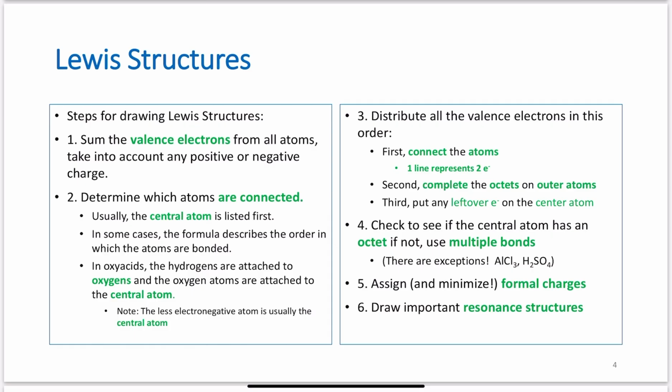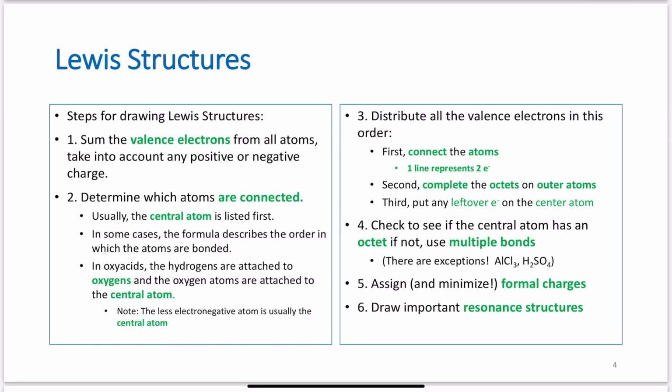You need to determine which atoms are connected and how they're connected. And part of this just comes from practice, okay? But usually the central atom is listed first. That's not always the case, but often the central atom is listed first. In some cases, the formula actually describes how they're connected for you. In oxyacids, the hydrogen atoms are bonded to the oxygens, which are bonded to the central atoms. You're going to have to recognize oxyacids, but we will talk about them when we see them in examples.